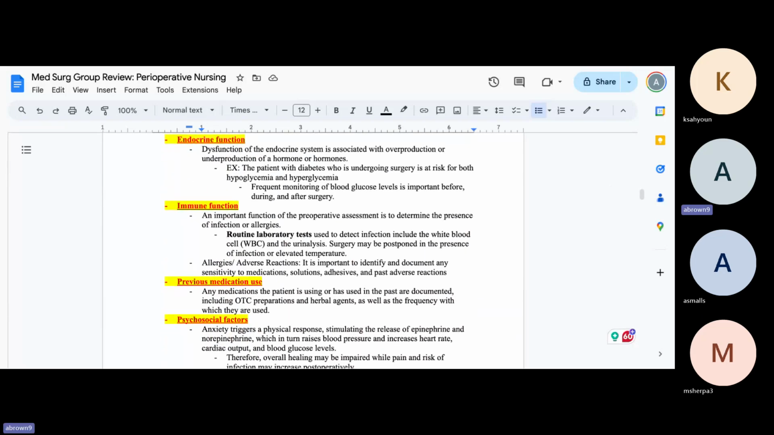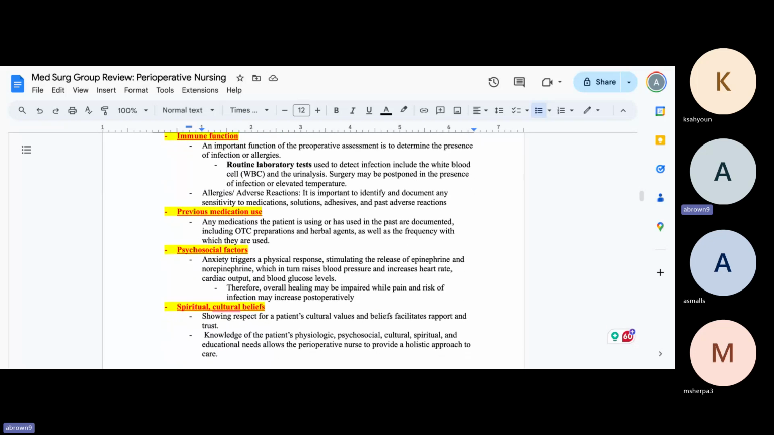You also want to assess their endocrine function. Dysfunction of the endocrine system is associated with overproduction or underproduction of hormone or hormones. So just an example, a patient with diabetes who is undergoing surgery is at risk for both hypoglycemia and hyperglycemia. So frequent monitoring of blood glucose levels is important before, during, and after surgery.